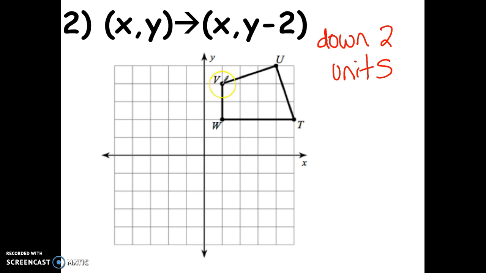Okay, so let's start with V, down 1, 2, and that is now V prime. W, down 1, 2, that is W prime. U, down 1, down 2. U prime. T prime. Okay, that was simple enough.